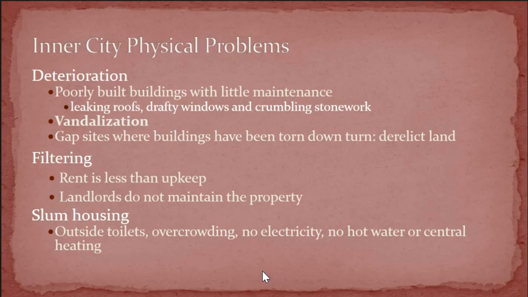All right, so when we talk about the physical problems of the inner city, we're talking about deterioration. A lot of times they were poorly built buildings to begin with, and they don't have any maintenance, so you get leaky roofs, drafty windows, crumbling stonework, leaking within the apartments from plumbing, and poor electrical work, things like that.